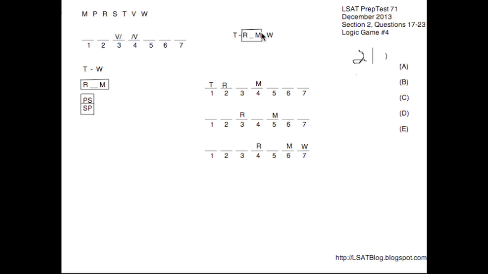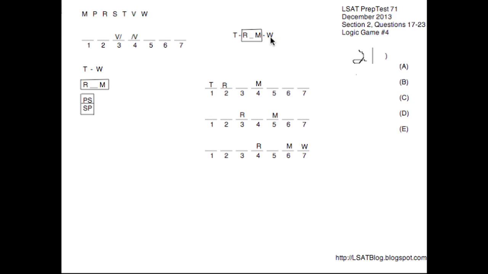So for number 21, they ask us what could be true if we have R and M in between T and W. So remember, R and M are within the block of 3, R space M, and then T before W is a general relationship as well. So we end up with combining those two. We get T is before the R space M block, which is before W.